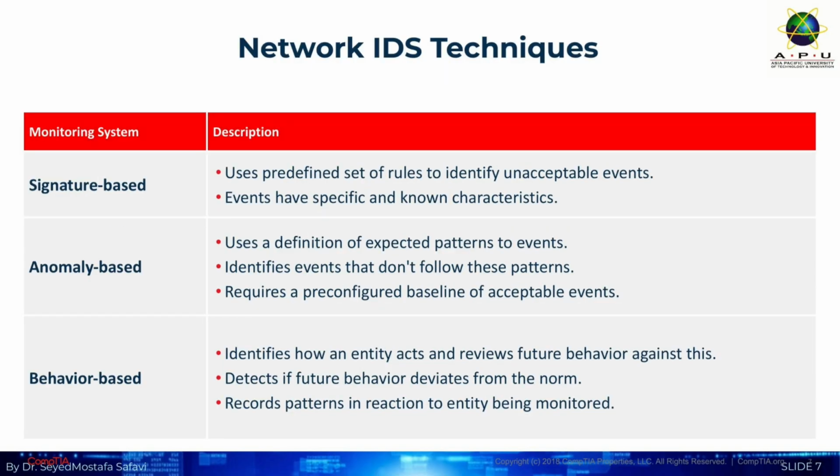Intrusion detection systems employ various techniques to do their job. First, there's signature-based detection that works like a rulebook of known bad activities. Second, we have anomaly-based detection, which compares current activities against a normal baseline. Lastly, behaviour-based detection focuses on how an entity usually acts and flags deviations from this norm.